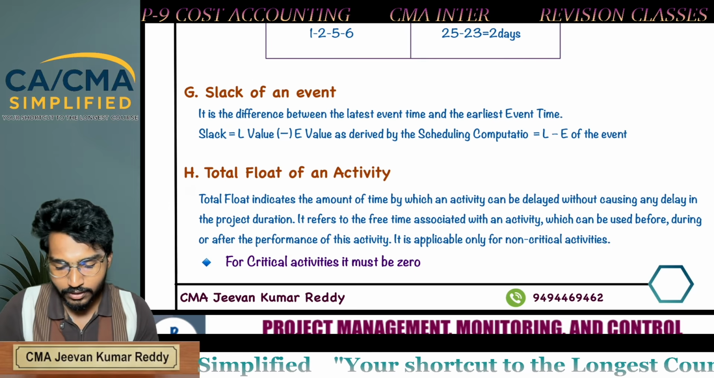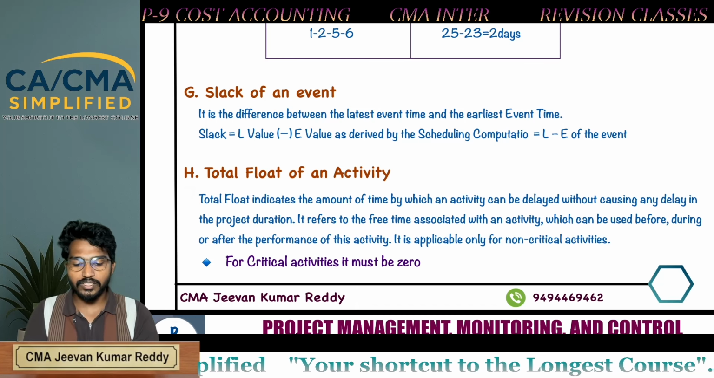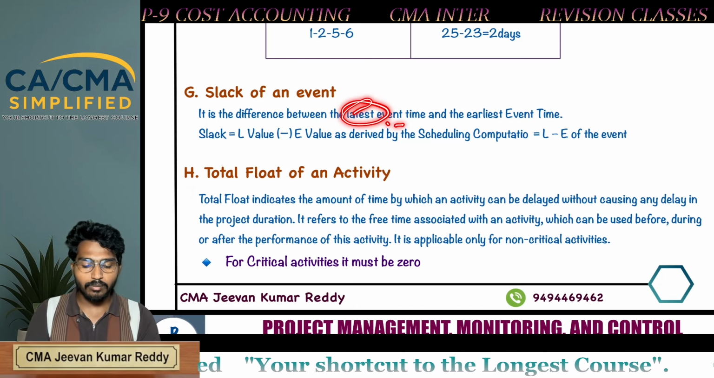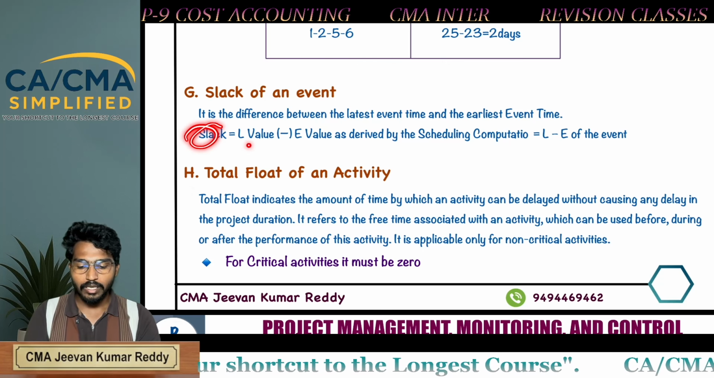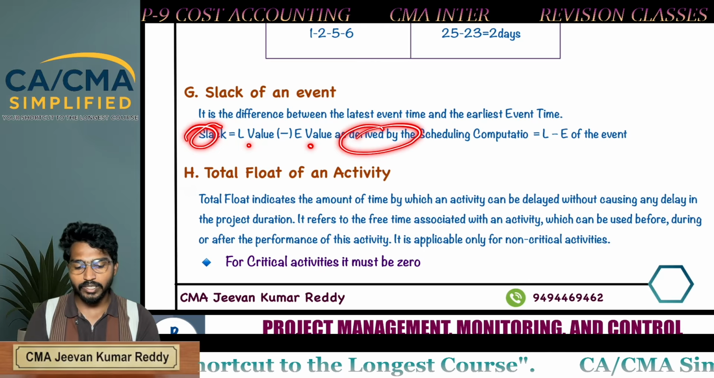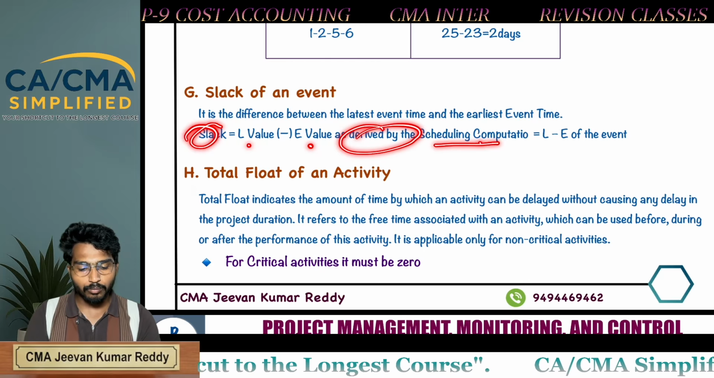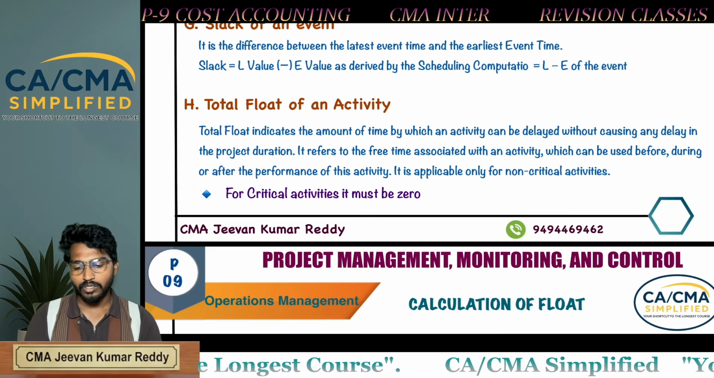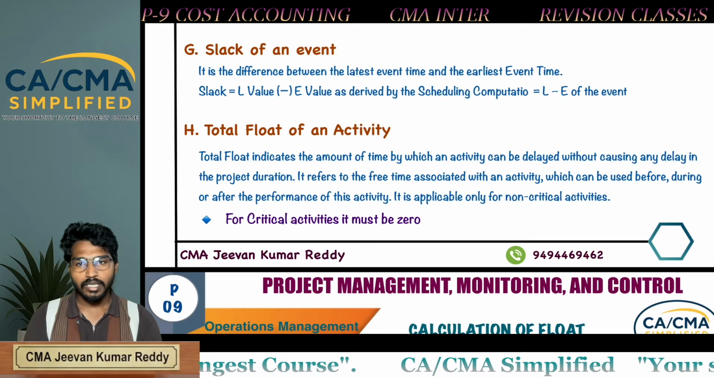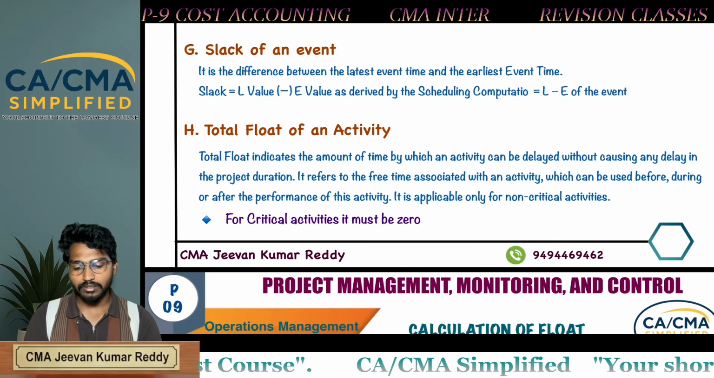Next, slack of an event. It is the difference between the latest event time and the earliest event time. Slack is equal to L minus E, derived by scheduling computation of L minus E of an event. So how to calculate slack? L minus E, you will get the slack.